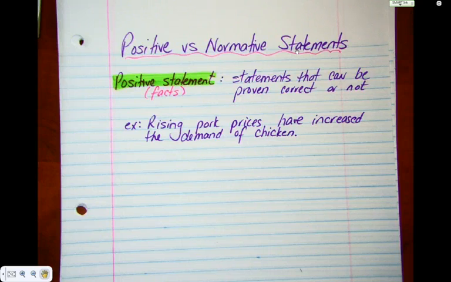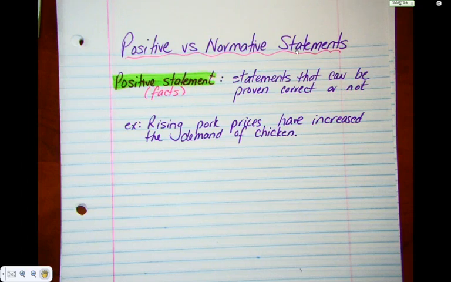Yes, absolutely. So another one, you don't have to write it, but I want you to hear it. Imagine this is a headline in the paper. Increased use of public transportation reduces congestion on city streets and lowers traffic fatality rates. Okay, why is that a positive statement? We don't know if it's true, but we could prove whether it's true or not, right? What kind of data would we need? So number of accidents, traffic jams, all that kind of stuff. We could prove whether it's fact or not.